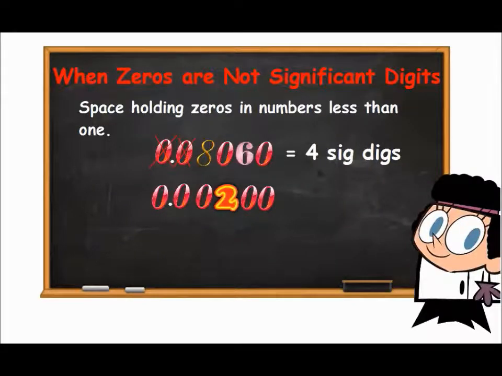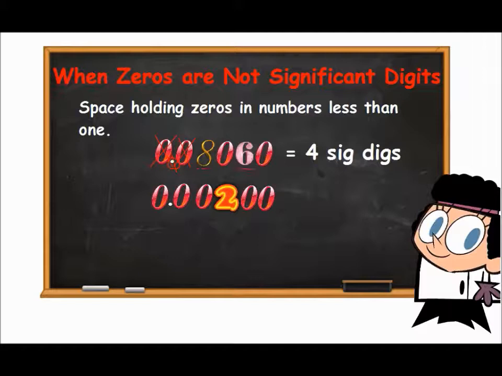Okay, now we're going to look at when zeros are not significant digits. The first rule for when they're not is when they're space holding zeros in numbers less than 1. In other words, numbers with a decimal, like this one right here. There it is. This decimal right here, okay? So these zeros are just holding the space. They don't count as significant.